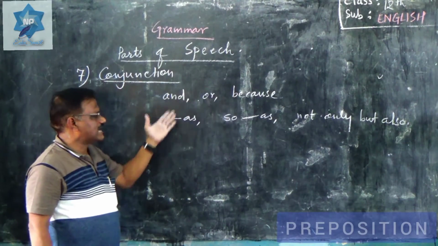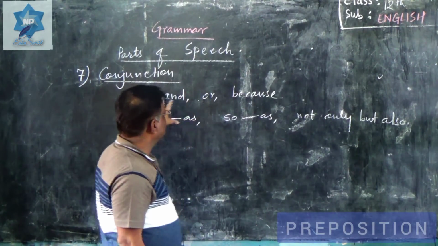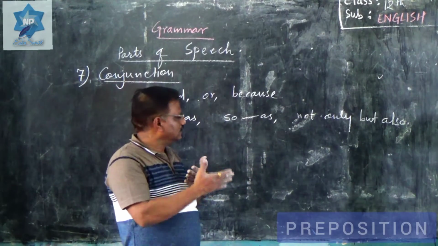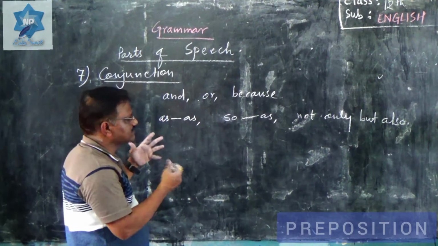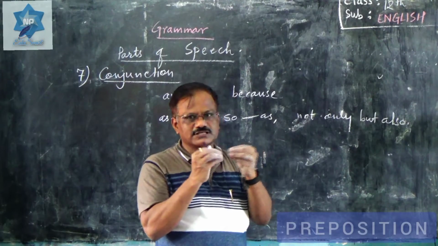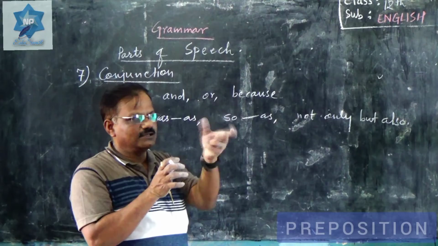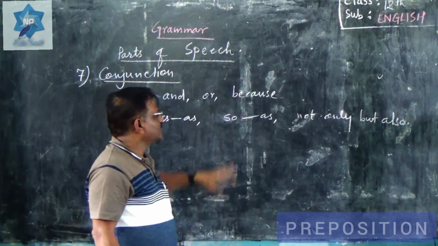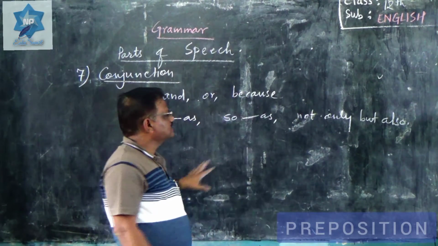And, or, because, as, so as, not only but also, neither nor, either or, henceforth, like that. So these are the conjunctions that are used to join more than one element, and that's why they are called conjunctions. They play the role of joining elements into the sentence. They bring different elements together by using those words, and they function as a conjunction.